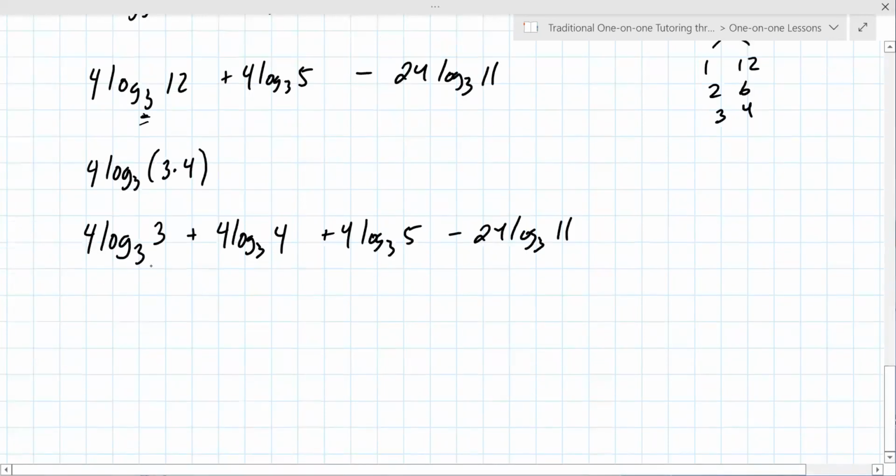All right, now for this first one, there's another property here. Whenever you have the log base b of b, whenever the base is the same as the thing you're taking the log of, that's always 1. So this becomes 4 times 1 plus.